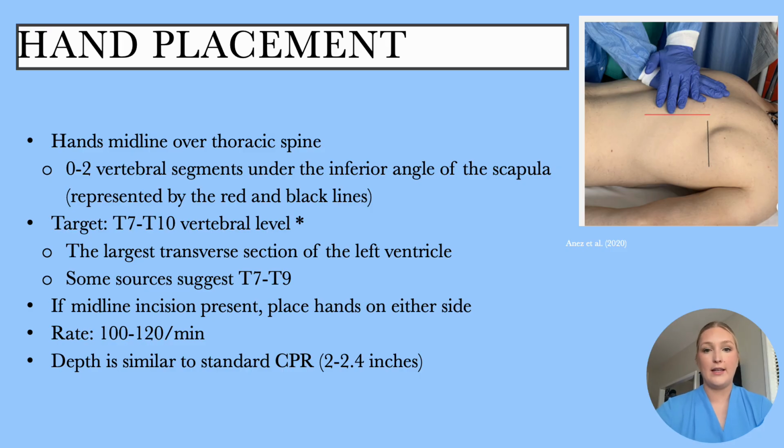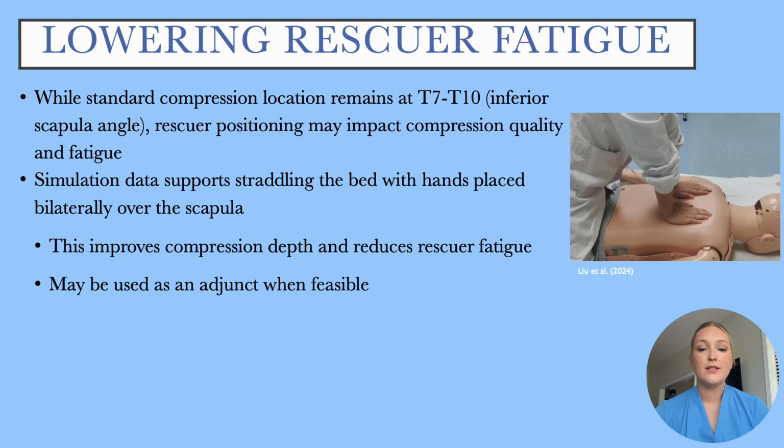The compression rate is going to be 100 to 120, and the depth is going to be 2 to 2.4 inches. So this next hand placement option is going to focus on increasing compression depth and mainly lowering rescuer fatigue during prone CPR.